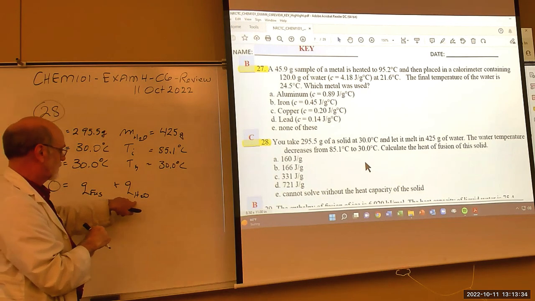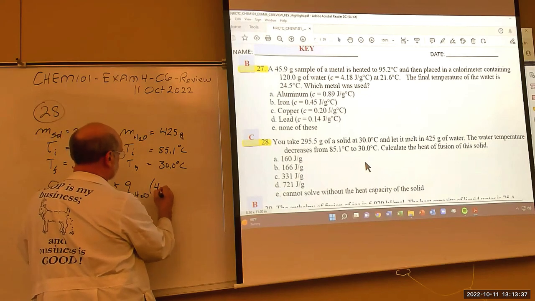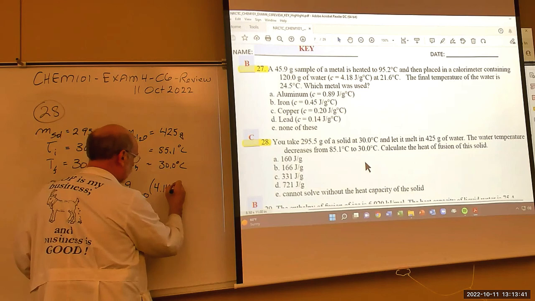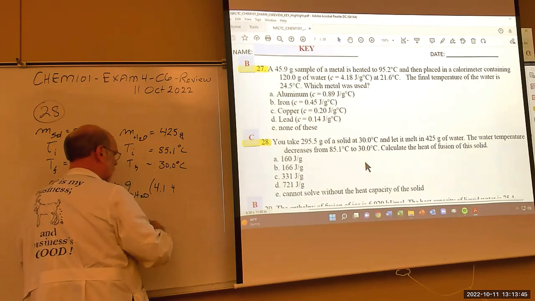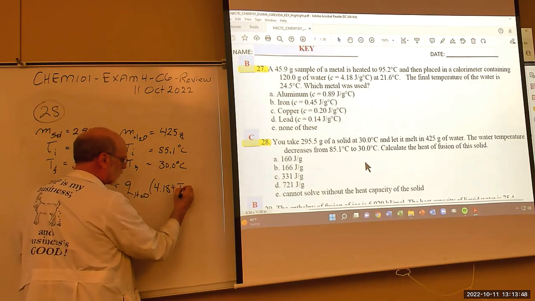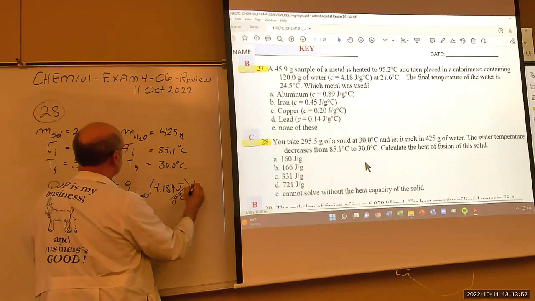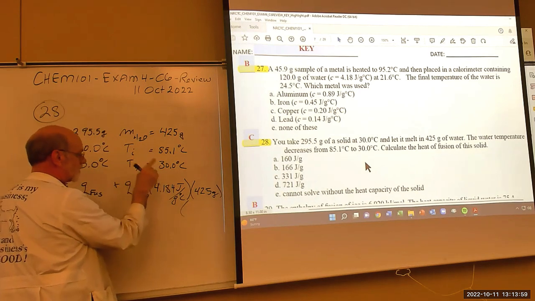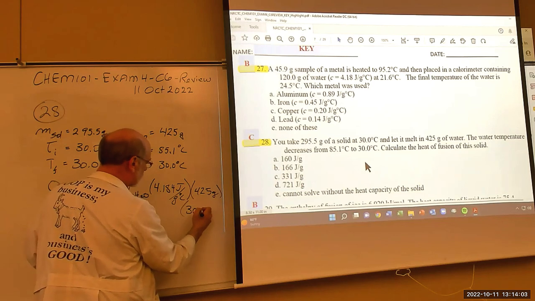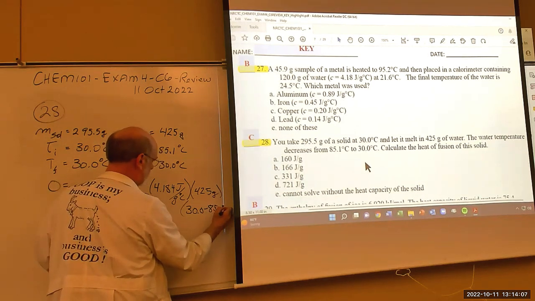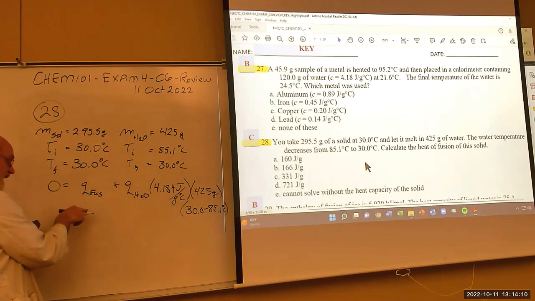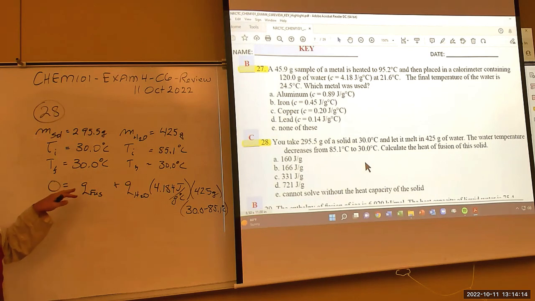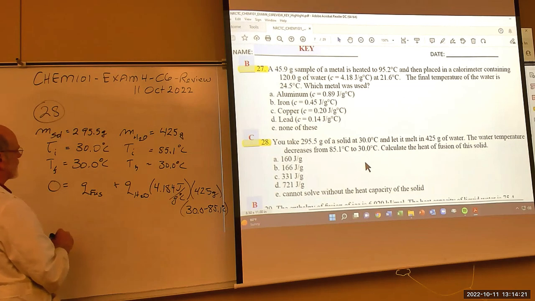We can calculate this one because we know the mass. Let's put specific heat of water first. Joules per gram degree C, and then the mass of the water is 425, and then the temperature change is going from 85 to 30. So there's the final minus the initial. On this side, you have a slightly different formula that fits into this one. All you need here is the heat of fusion. And let's see, I'm trying to think of the symbols that they use for the heat of fusion.